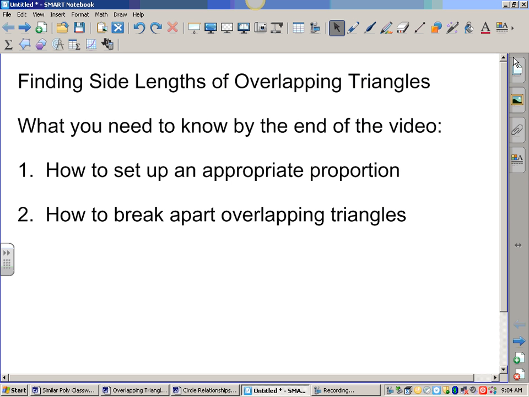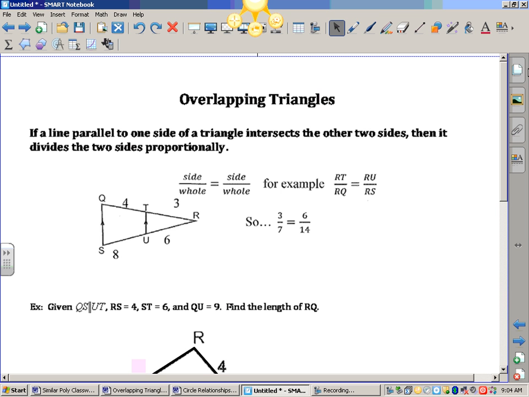This is Mrs. Haslauer's video on finding side lengths of overlapping triangles. What you need to know by the end of the video is how to set up an appropriate proportion. It's using the same skills that you learned yesterday with working with your similar figures, and how to break apart overlapping triangles. That part is going to be optional, but I highly recommend it. So take out your note sheet and let's get started for today.